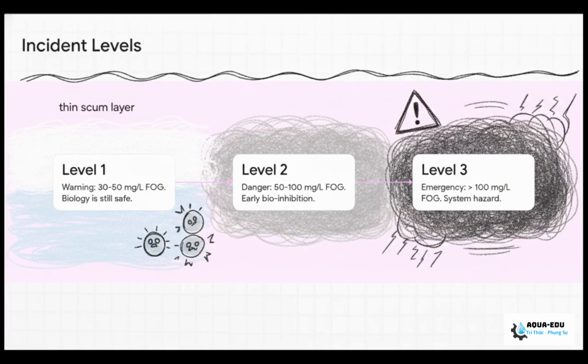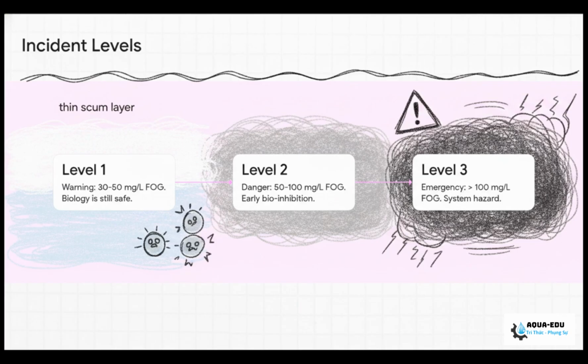We need to define exactly what happens when fog blasts past our primary capacity, which is usually designed to handle 50 to 100 milligrams per liter. Once that barrier breaks, our entire biological system is in the crosshairs. So we use a 3-step escalation ladder here.